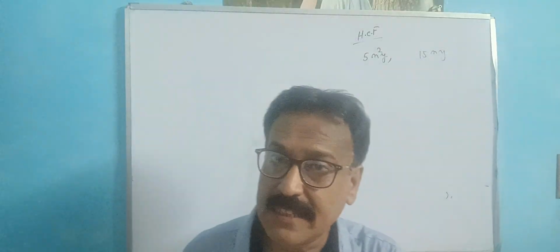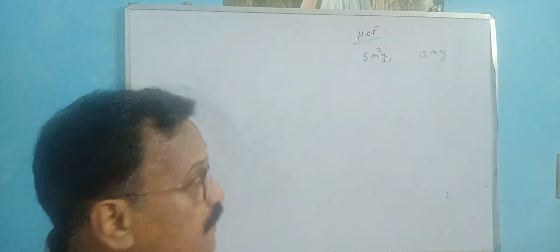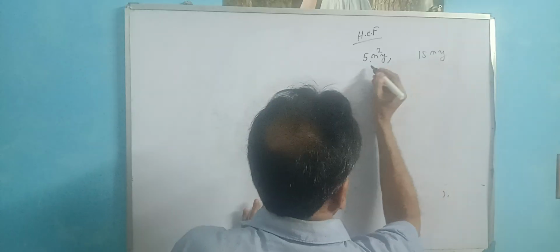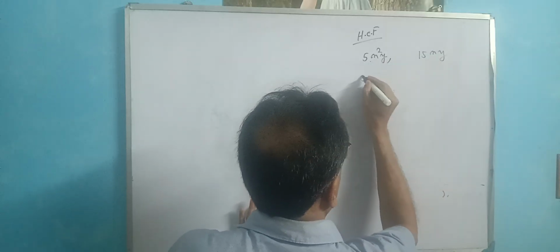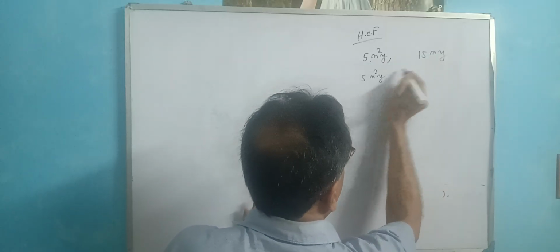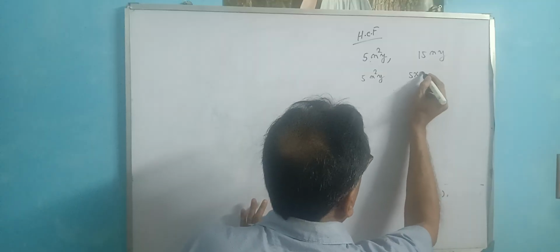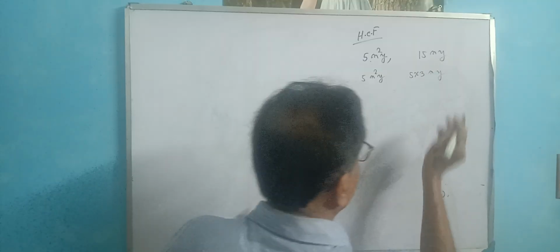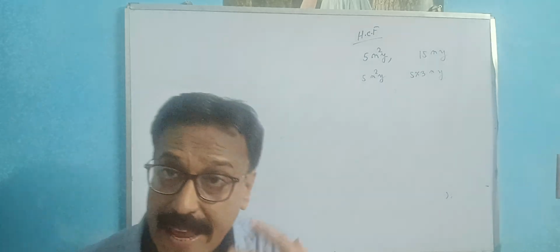What is the HCF? First you know HCF means both. Here is the common. Suppose here is 5, here is 15. You write 5x square y, and here is 15, you write 5 into 3xy. Okay. In which way do you find out the HCF?